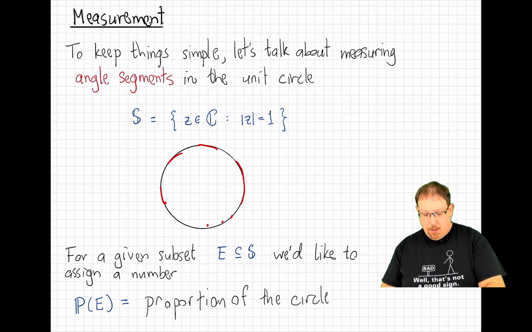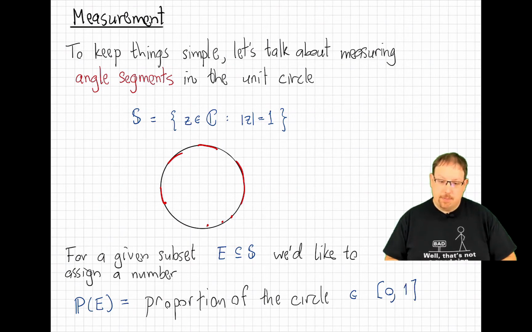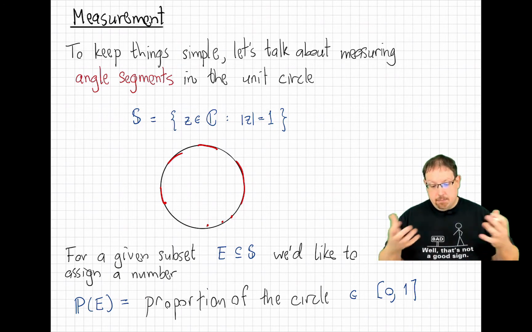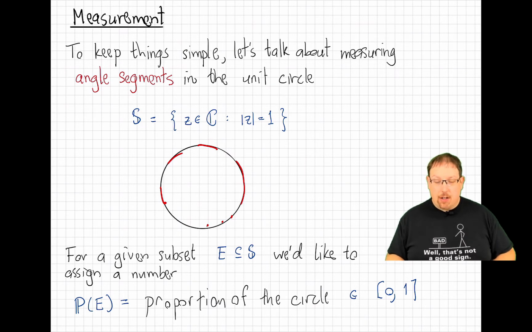So this is a number between 0 and 1. Of course, every calculus student knows how to do this proportion measurement. You just calculate the lengths of the segments and add them up. Okay, the arc length. That's what we're measuring here. The arc length as a fraction of the total length, which in this case would be 2 pi. So we'll come back to that.